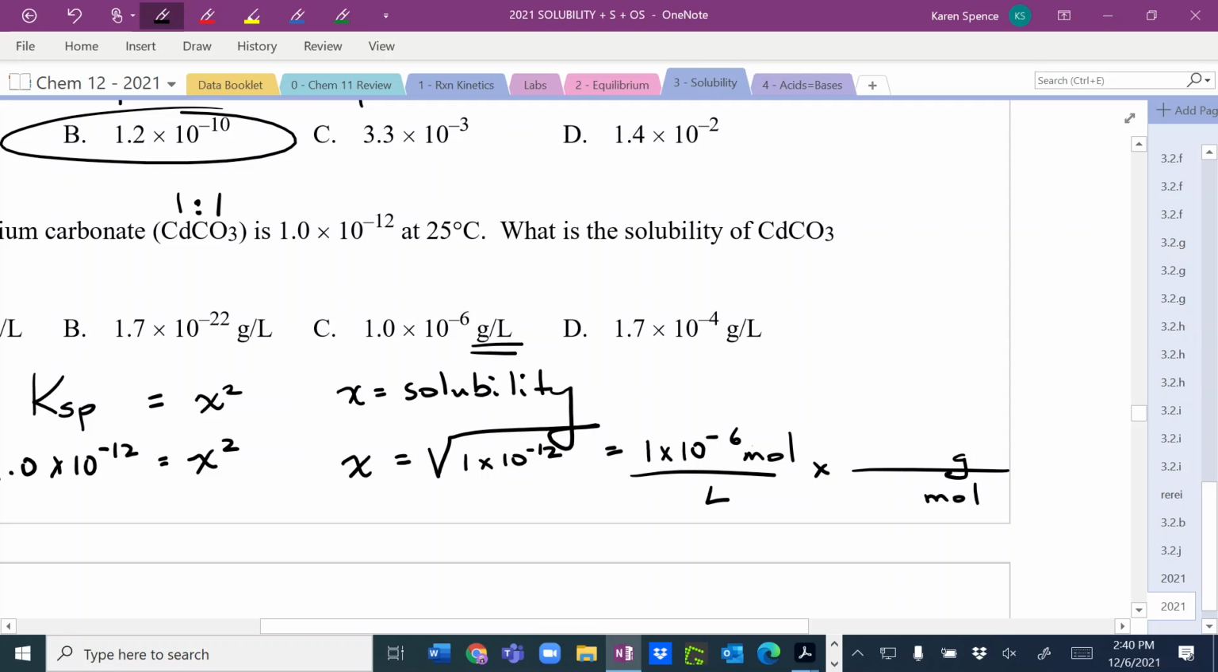Cadmium, what's the molar mass of cadmium? Plus 16 times 3, 172.4. Yes? Well, that's just wrong. So let's see what we actually get here. Times 1e6 negative equals 1.7 times 10 to the negative 4. It should be D.